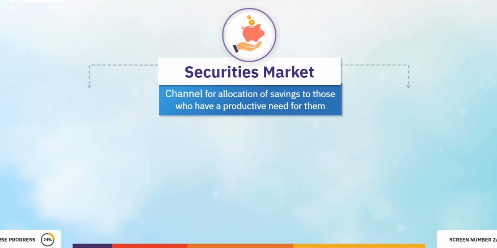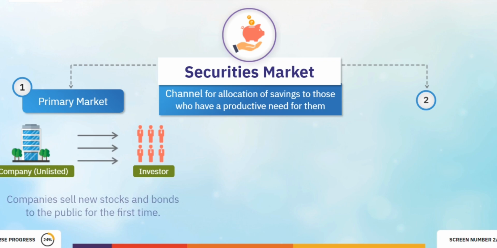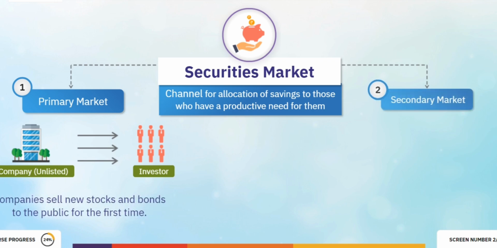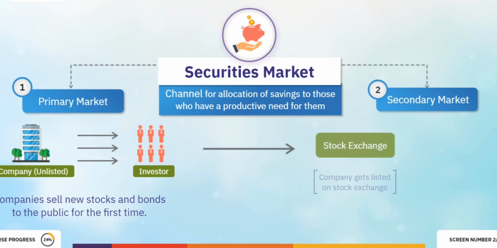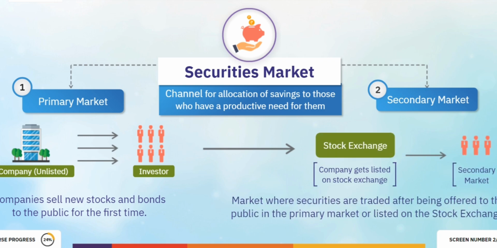The securities market has two interdependent and inseparable segments. Primary market. In the primary market, companies sell new stocks and bonds to the public for the first time. And secondary market. Secondary market refers to a market where securities are traded after being offered to the public in the primary market or listed on the stock exchange.